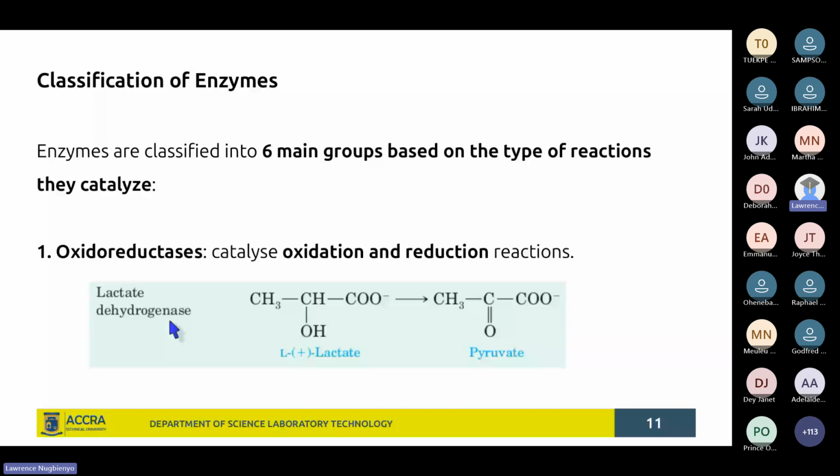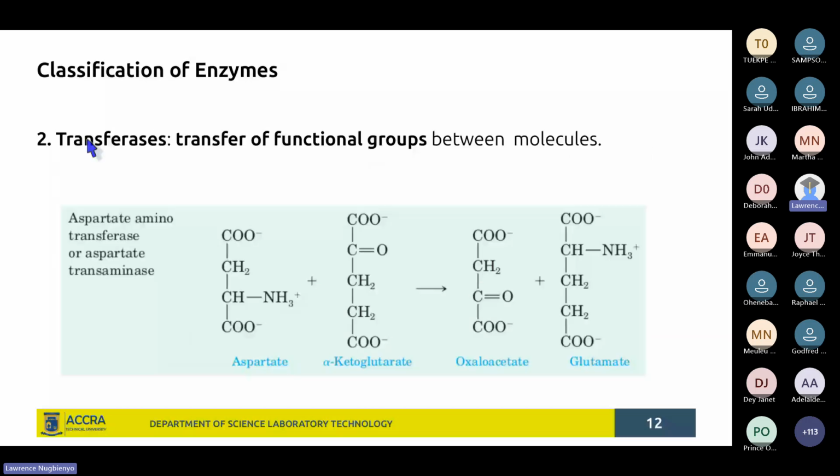Transferase. That's the second class of enzymes. And what do transferases do? Again, from the name, they transfer functional groups between molecules. From one molecule to the other, these transferases transfer functional groups. We're seeing an example here, aspartate aminotransferase, or sometimes referred to as aspartate transaminase. From the name, it tells you that there is a transfer of an amine group.